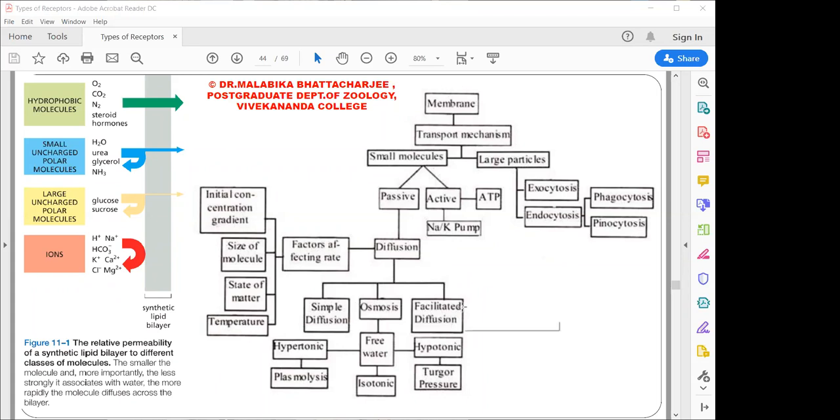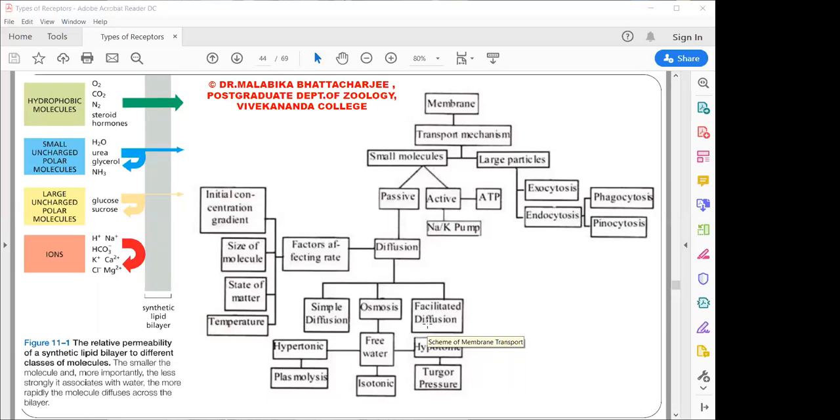In facilitated diffusion, it is also the movement of molecules, be it solute or solvent, from a region of higher concentration to a region of lower concentration, but the movement takes place through channels present on the membrane. So the word facilitated is used. The diffusing molecules are facilitated either by channels or by ionophores, so that these channels or the ionophores help the molecules to move from the outer surface to the inner surface.